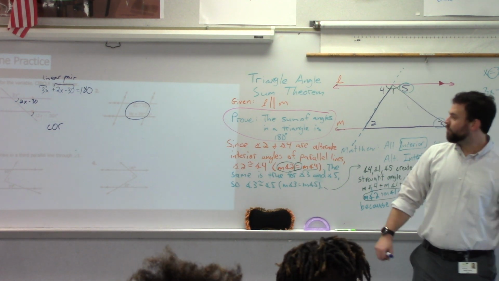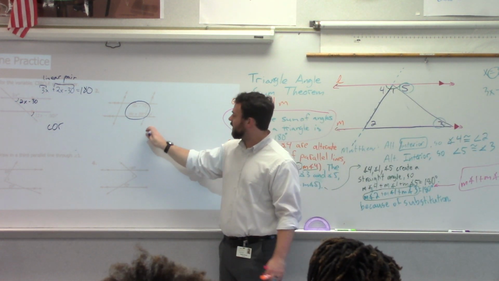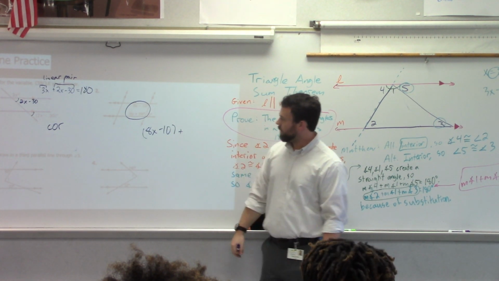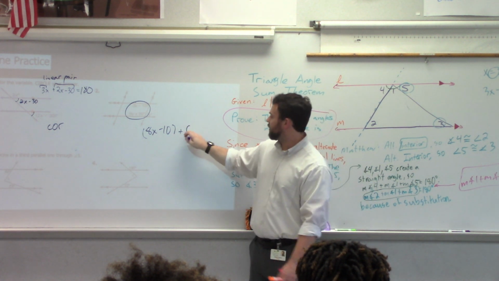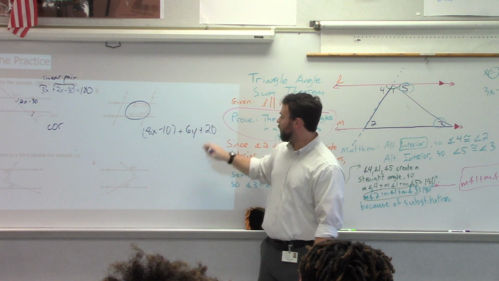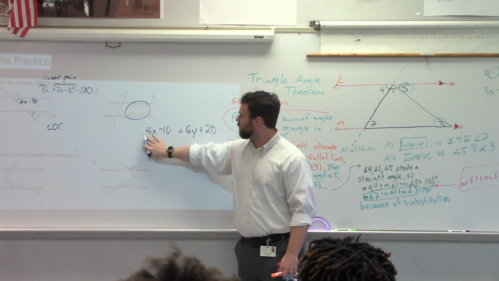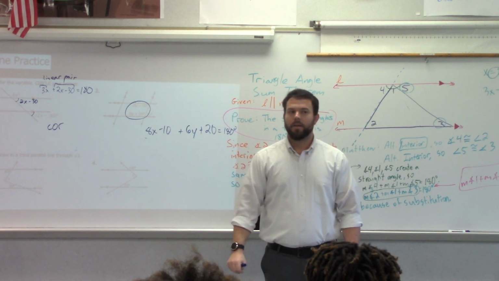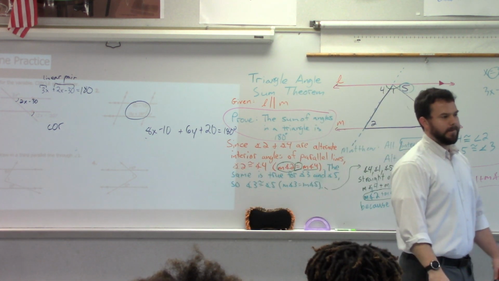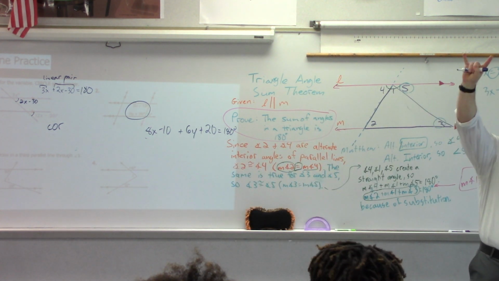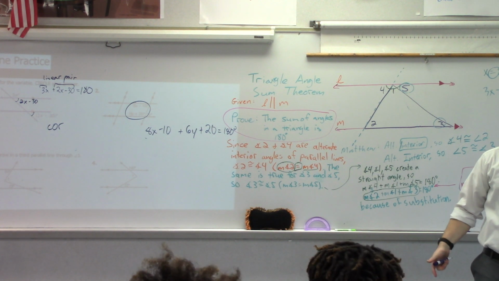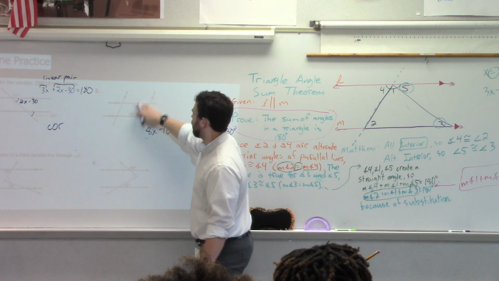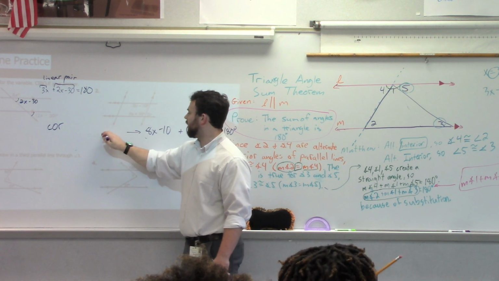Okay, so here's the thing. We have 8x minus 10 plus 6y plus 20. If we add those together, what do we get? 180. That's supplementary. How many variables do I have there? 2. I can't solve that equation yet. I need to know one of those variables. Are there any other relationships that we can use? And so I might even make the note consecutive interior.